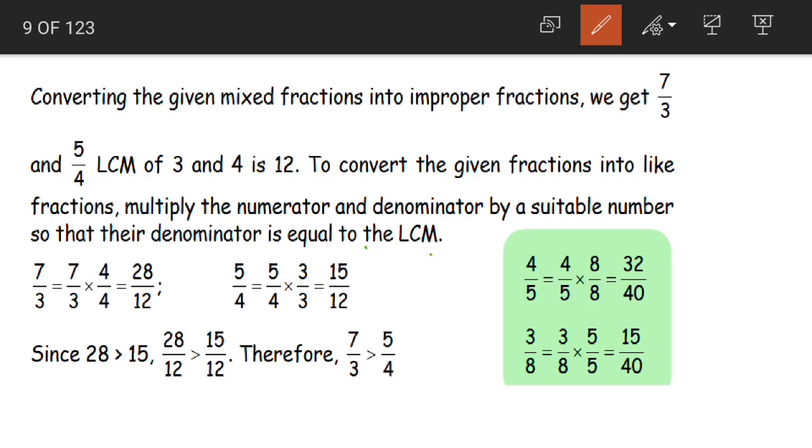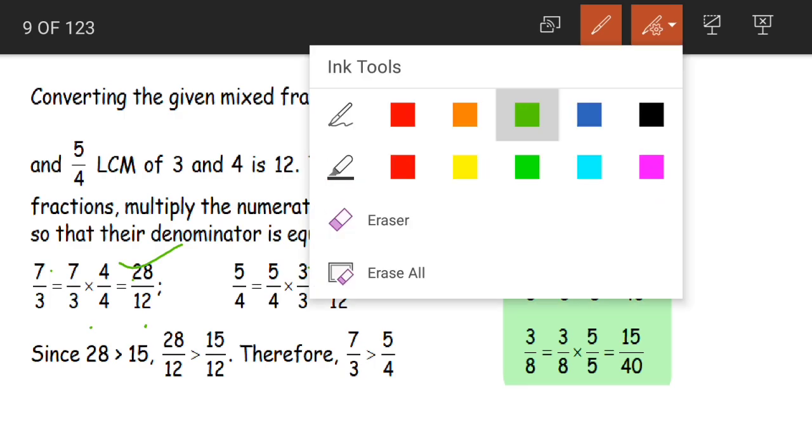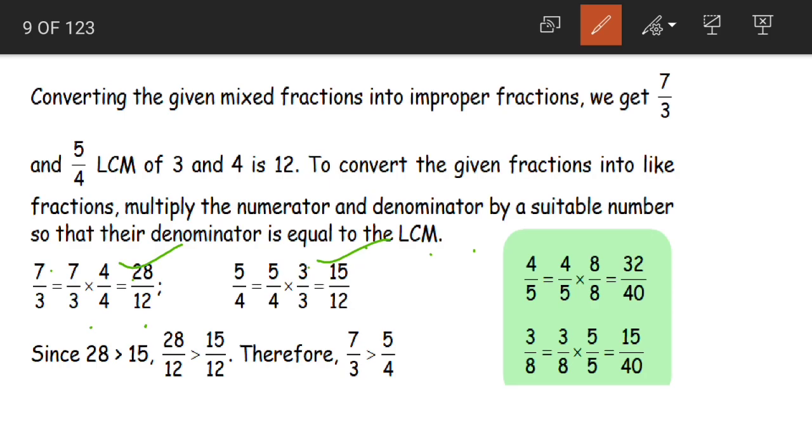Now after finding out the LCM and then converting them into like fractions, the fractions we got are 28 by 12 and 15 by 12. Now these two are our like fractions with the same denominator 12. So now if we compare the numerators, 28 is greater than 15. So 28 by 12 is greater than 15 by 12.